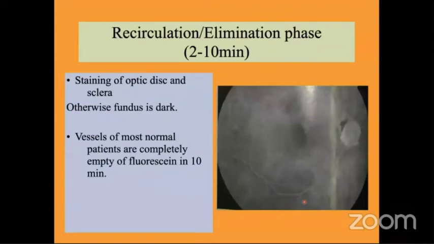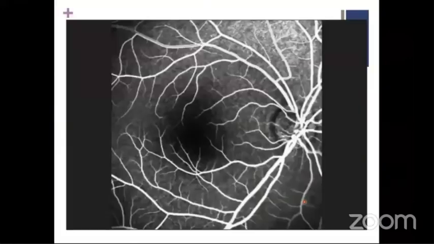Then there is the recirculation or elimination phase, where there is elimination of the dye from the veins also, which occurs by 10 minutes. And there is staining of the disc and sclera in this phase.